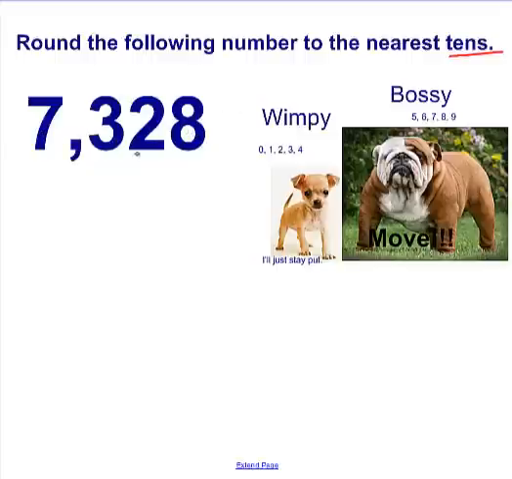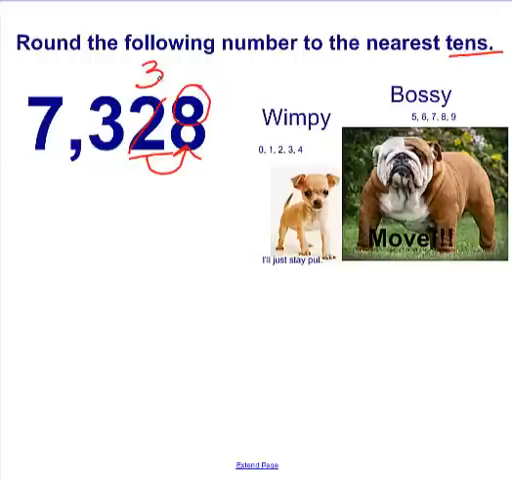7,328. The 2 is in the tens place. So we underline it. The next step is to look at the neighbor. It's an 8. Is 8 bossy or wimpy? If you said bossy, you're correct. So the underlined number, which is in the tens place, is going to be bossed around. It's going to go up to the next tens, which is 3. And then this 8 has to change to a 0 because we were asked to find the nearest tens.